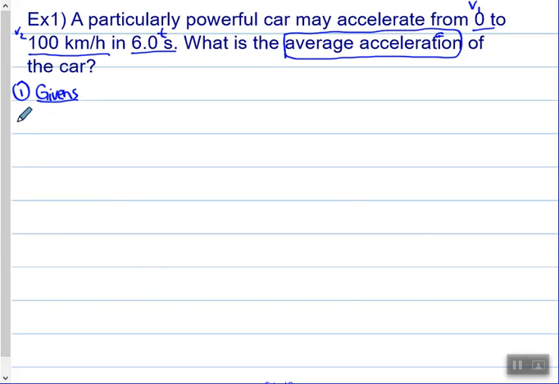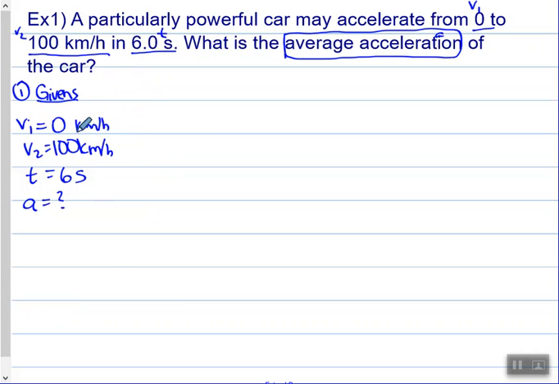So writing those down, my initial velocity is 0. My final velocity is 100 kilometers an hour. So 0 kilometers an hour and 100 kilometers an hour. And my time is 6 seconds. And my acceleration, we are looking for, we don't know.